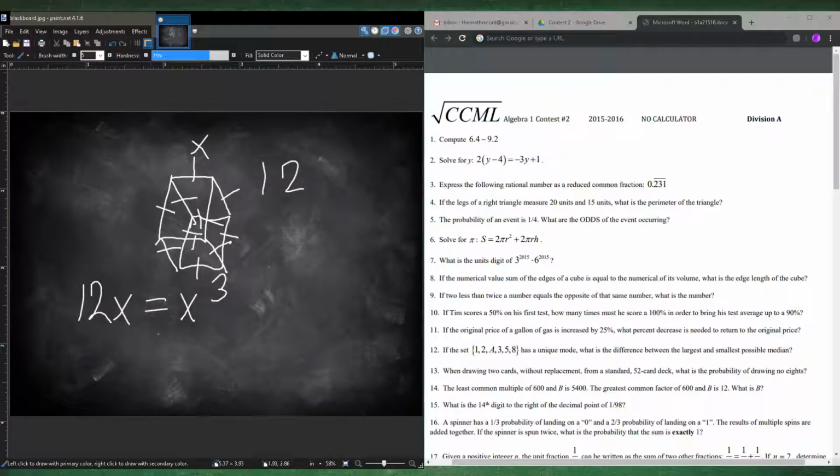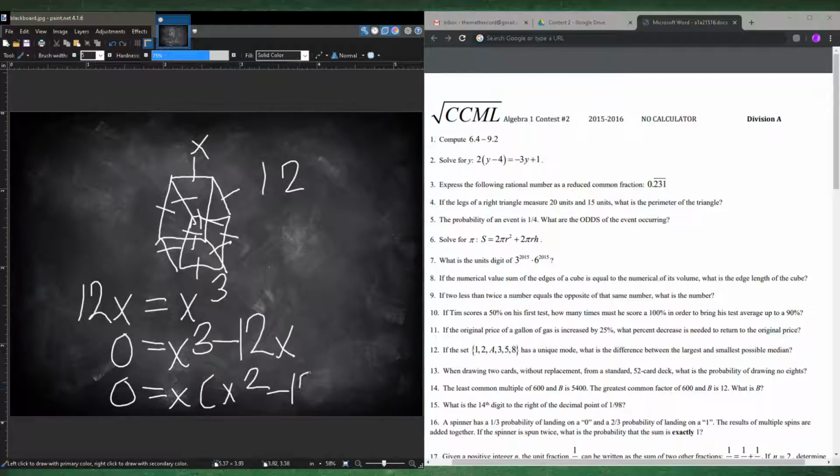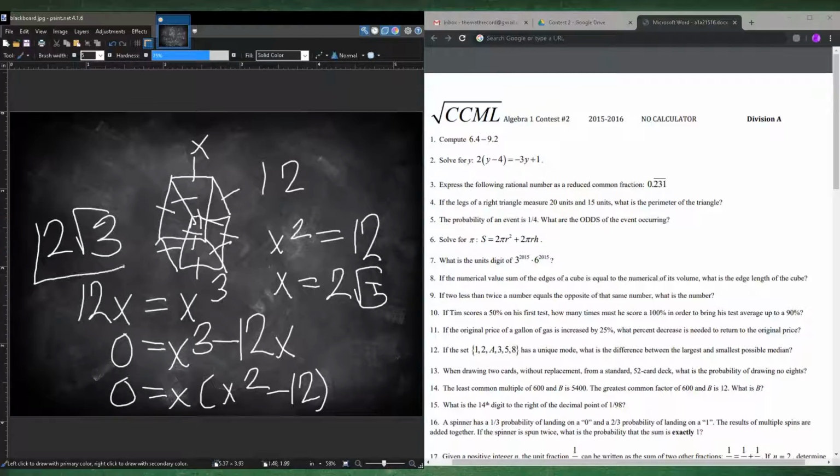So we just have x cubed equals 12x. Let's subtract 12x to the other side. So 0 is equal to x cubed minus 12x. Factor out the x: x times x squared minus 12. So when is this equal to 0? That's when x is equal to 0, or x squared minus 12 is equal to 0. Since x can't be 0, since it has to be a side length, you have x squared is equal to 12. And then you get the square root of 12, which is just 2 square root 3. So the answer is 2 square root 3. Sorry. So that's your answer to question 8.